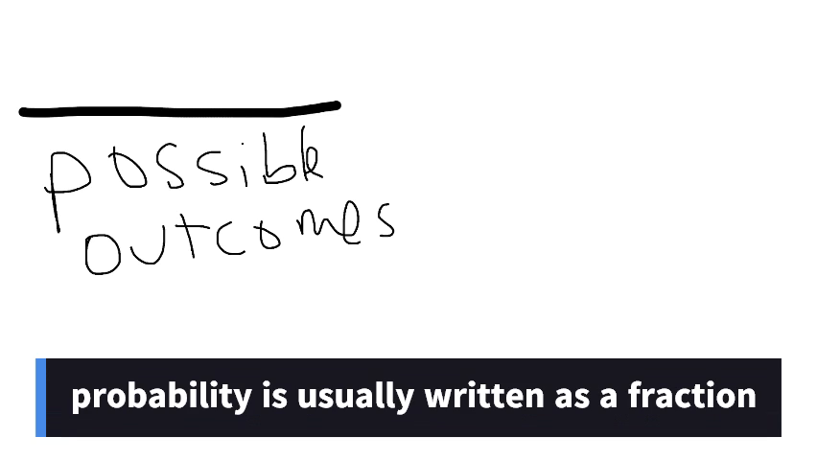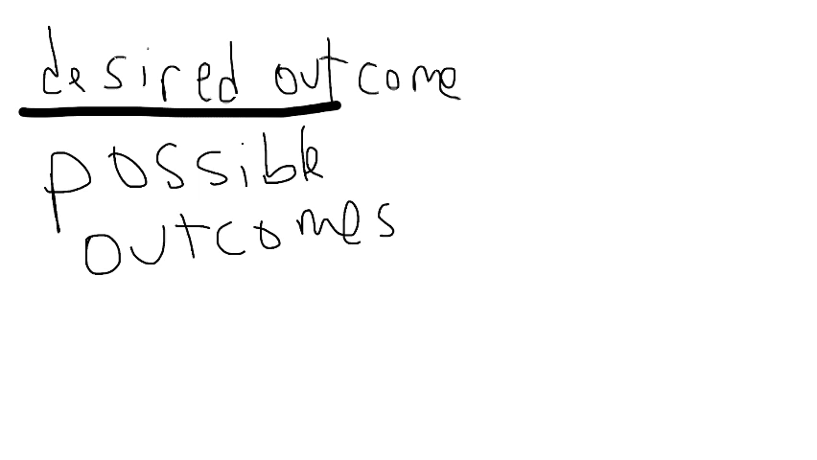So what is probability? Well, there's a formula to it. It is the number of possible outcomes, and that would be in the denominator of our fraction, and the numerator would be our desired outcome. Now, we can use this formula to solve many probability problems.